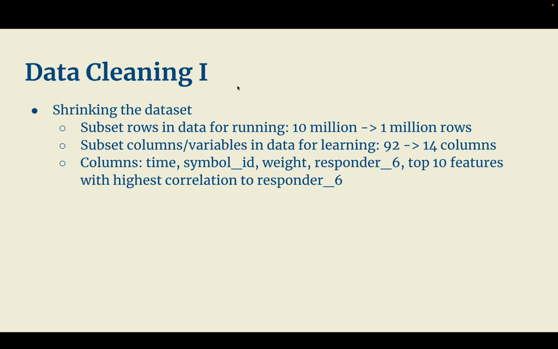For now, I've subsetted the rows from 10 million to 1 million rows, and I have subsetted the columns, also known as variables, for learning, from 92 to 14 columns. The columns that I picked were time, because this is sequential data, symbol ID, and responder 6, because these are the important responses that they care about. I also kept weight, because it just seemed interesting, so I manually kept this one, whether or not it's actually useful.